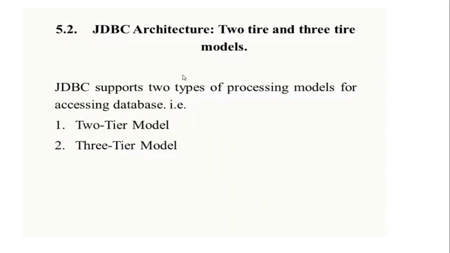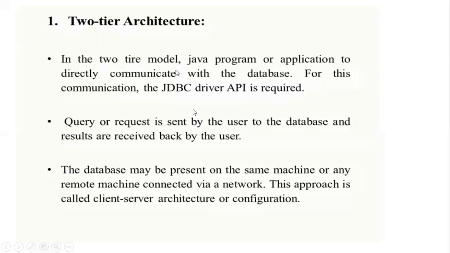JDBC supports two types of processing models for accessing the database. One is the two-tier model and the second is the three-tier model. First of all, we will see what the two-tier architecture is. As the name suggests, two-tier has two components, three-tier has three components. But what are they? We will see.